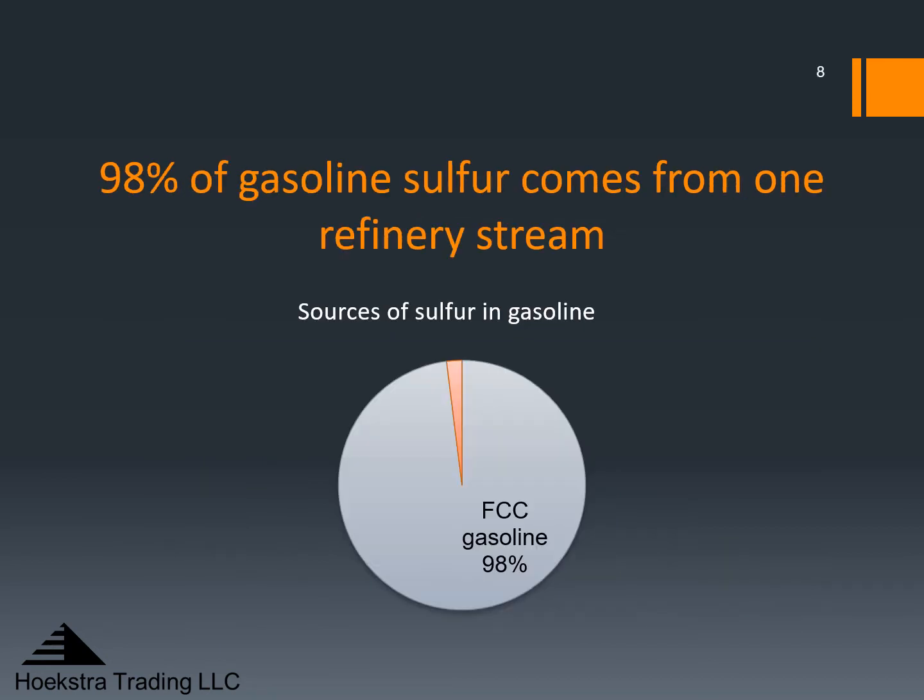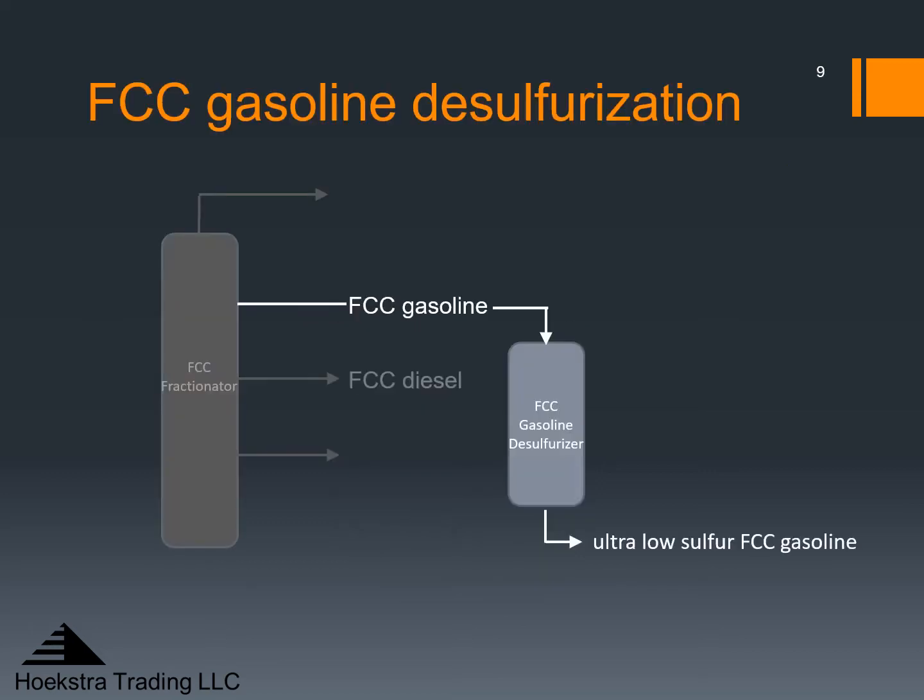In the United States, 98% of gasoline sulfur comes from one stream, and that is the FCC gasoline we are talking about. We must now desulfurize that stream to remove 99% of the sulfur it typically contains. So now we turn our attention to the FCC gasoline desulfurization process.